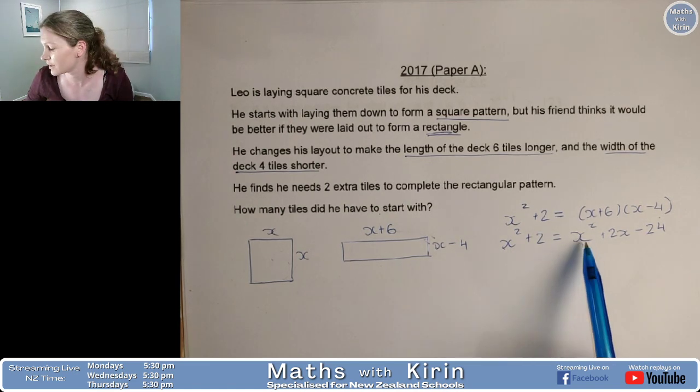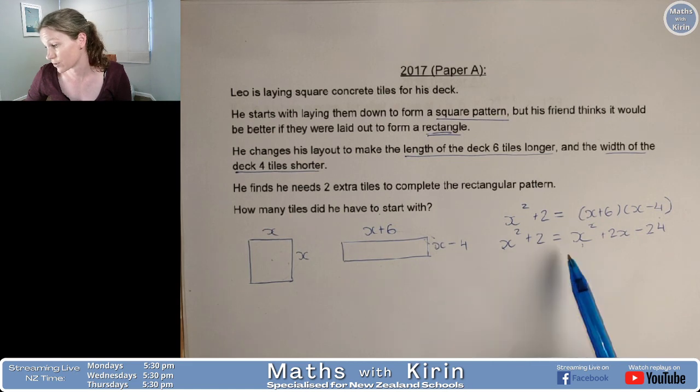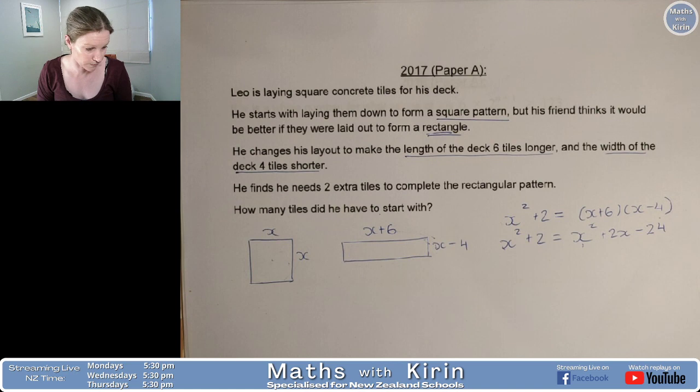So when I take my x squared to the left-hand side and subtract it, we have no more x squared terms, which means we don't actually end up with a quadratic, even though that's what it looked like to start with. We're going to end up with a linear equation.